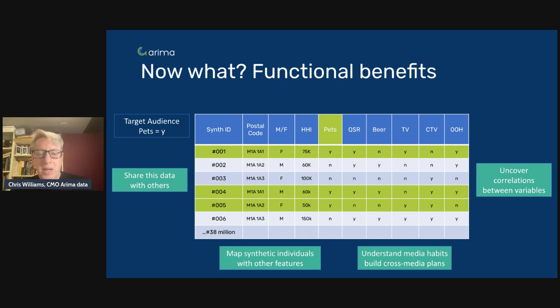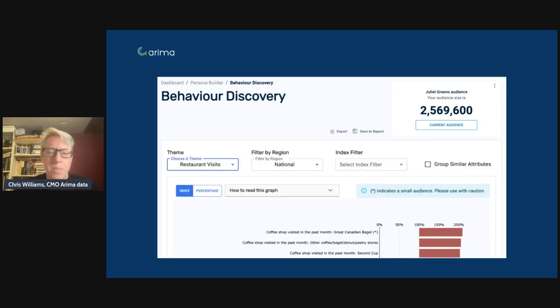Obviously, the synthetic individuals have all of their media habits attached to each of their individuals. So what that means is that we can query the database in terms of looking at certain attributes and say we want to target certain people, and then be able to understand sort of how their media works, and that starts to uncover these correlations between these variables.